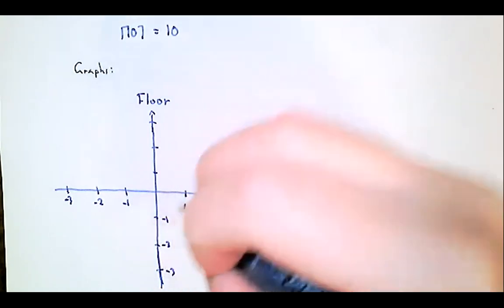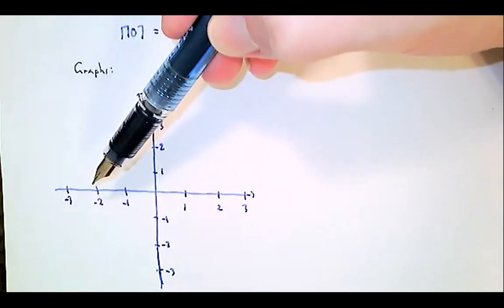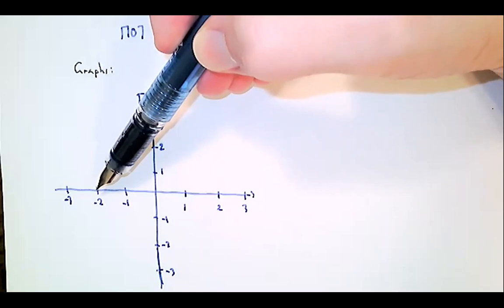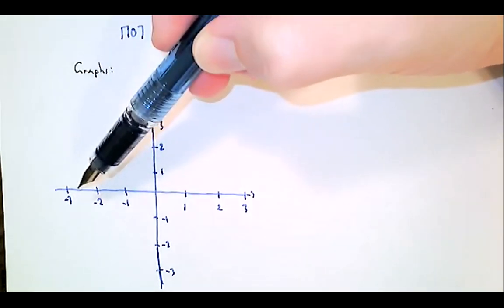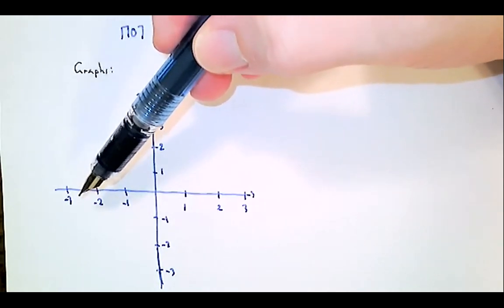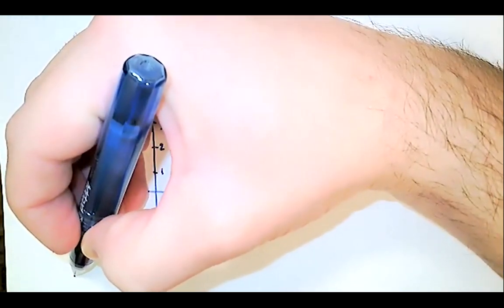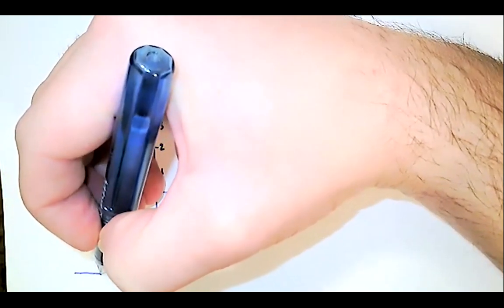So let's think what would happen if we plugged in a number between -3 and -2 into our floor function. Remember, the floor function is like rounding down. So if we plug in a number between -3 and -2, we're always going to round down to -3. So what we're going to get is something like a flat, a horizontal line segment, something like this.